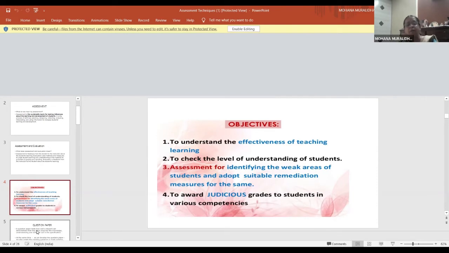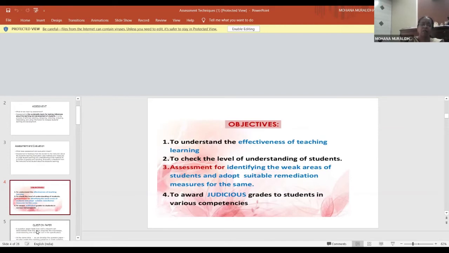So as in evaluation, we are only assessing the child. We are trying to make the child do something, and we are in a position to understand, and then we will adopt suitable remedies to see that those things are rectified. So assessment is for identifying the weak areas of the students, adopting suitable remediations, and awarding judicious grades to students in various competencies. So we will also be doing justice to the way we teach.